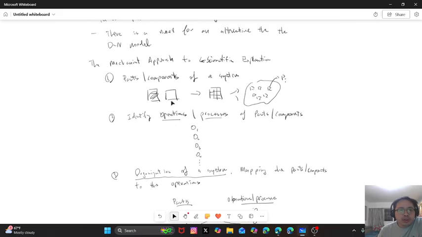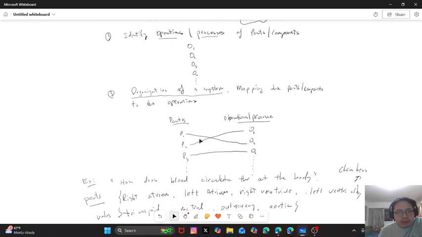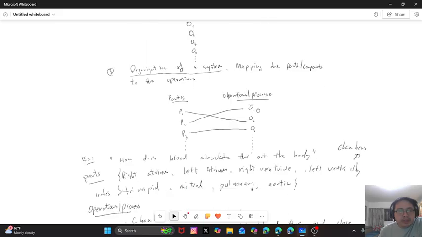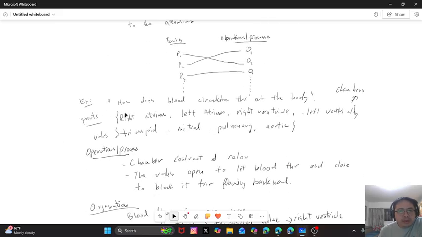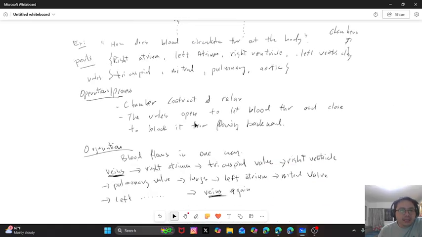First you break up a system into its parts, right? And you label them P1, P2, for example, and then you identify the processes and operations of the system, and then you map the parts and the operations, right? We gave an example of it: how do you explain how blood circulates throughout the body? It's kind of a complicated example, but that's how it works in biology.